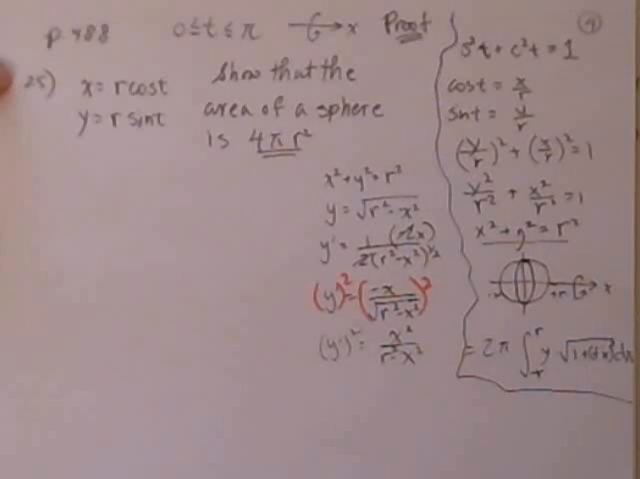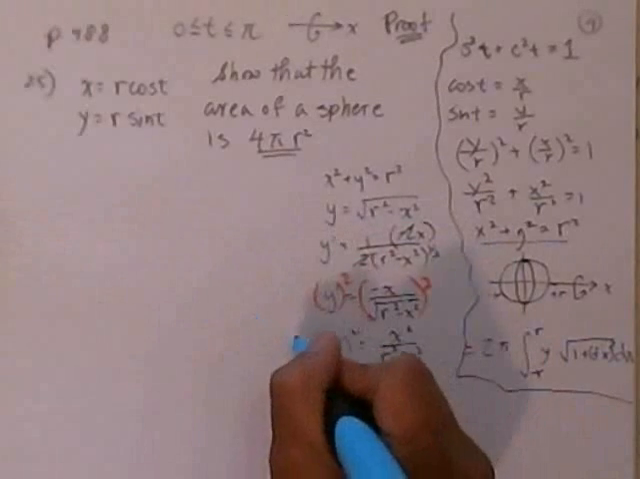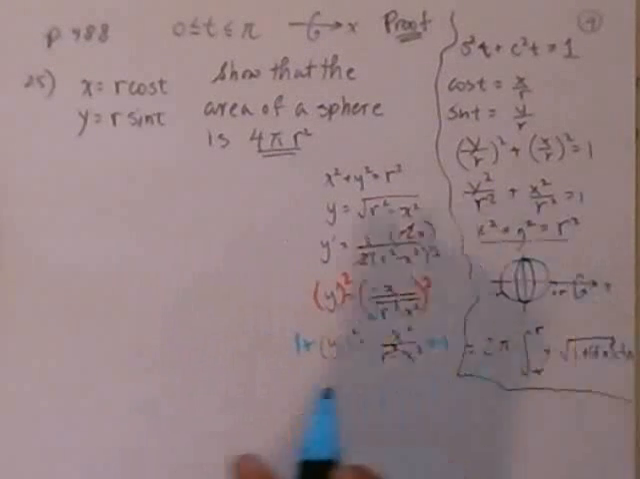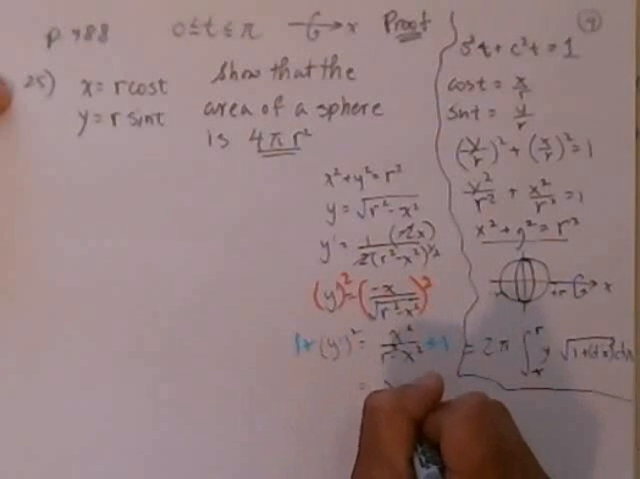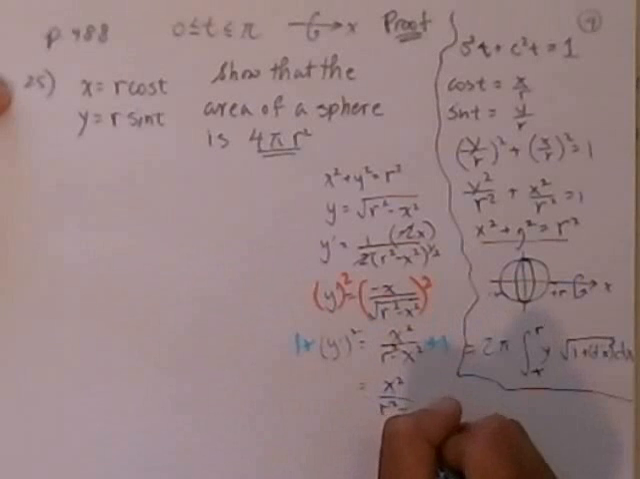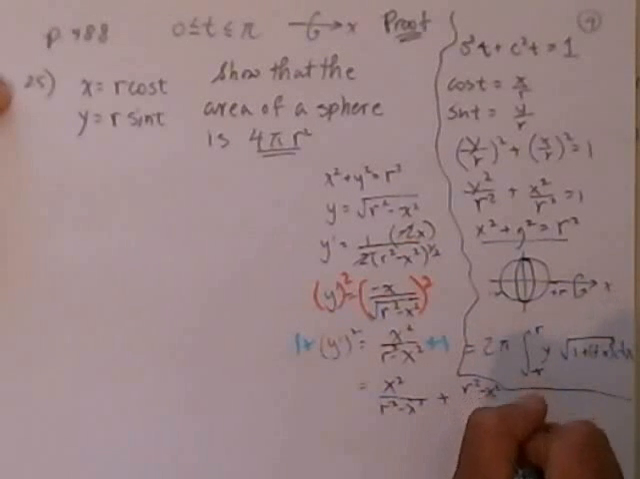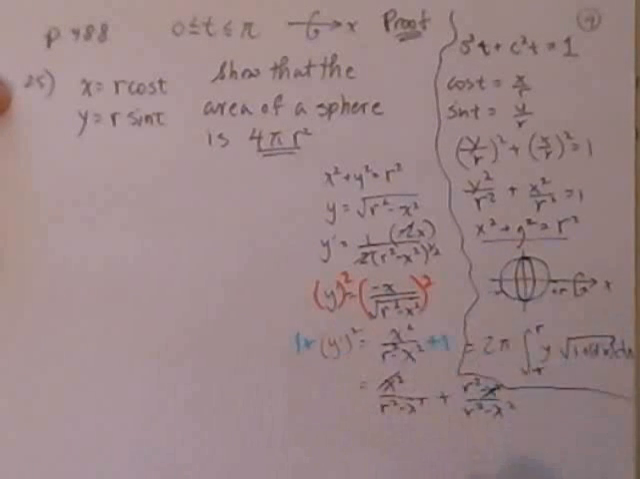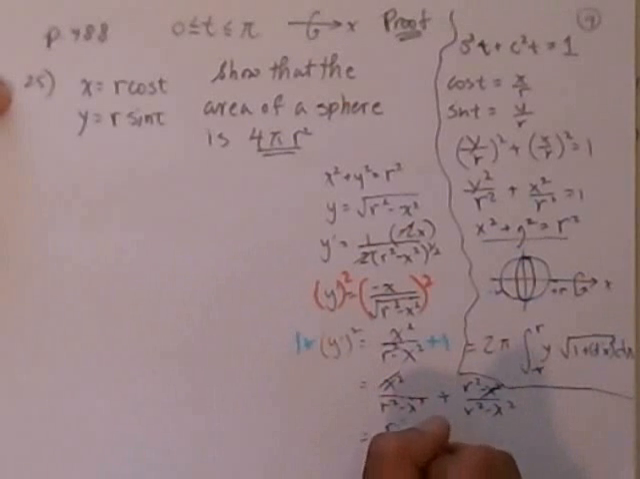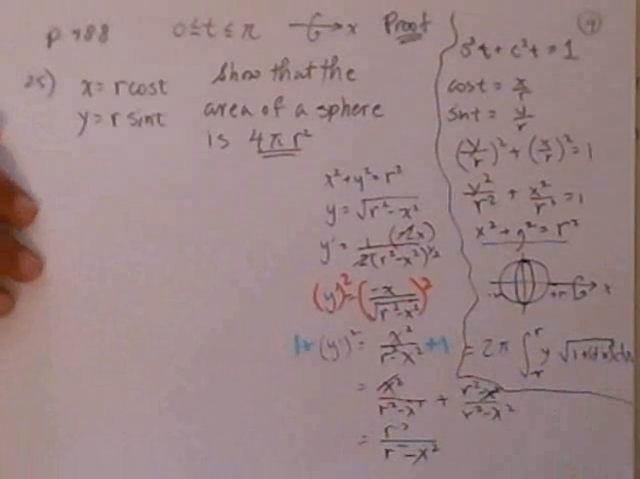So what do we do from here? We're going to go 1 plus that. So we're going to use our blue right here and go 1 plus that. We're going to add 1. Have a common denominator, so it's going to be x squared over r squared minus x squared plus r squared minus x squared over r squared minus x squared. That's 1 right there. Notice the x squares cancel. You end up with r squared all over r squared minus x squared.